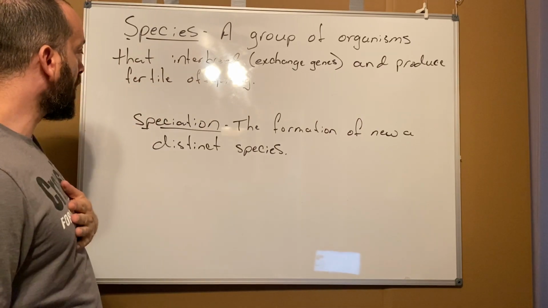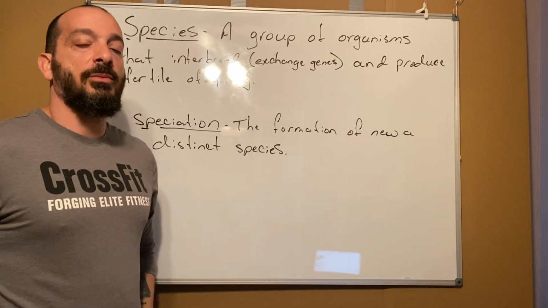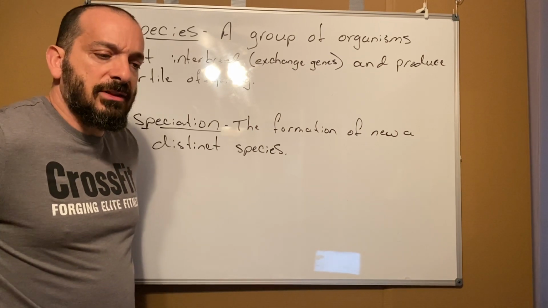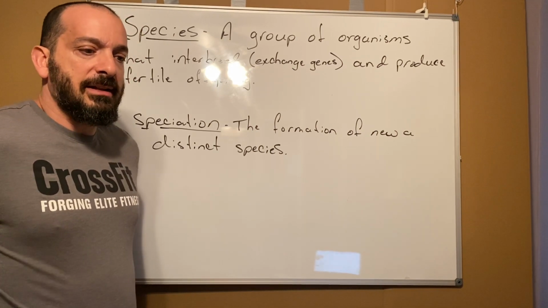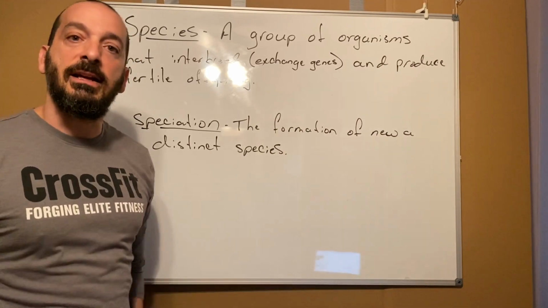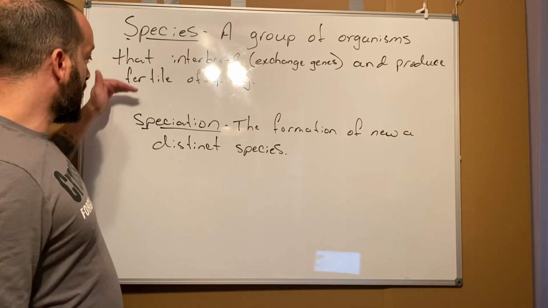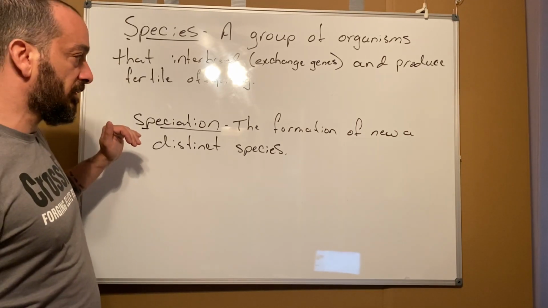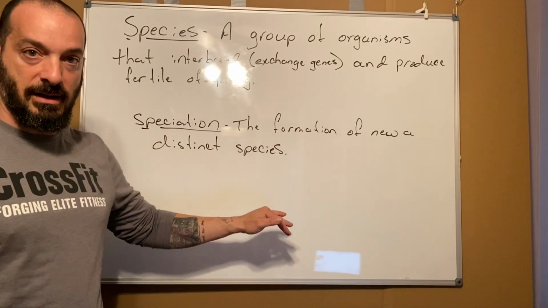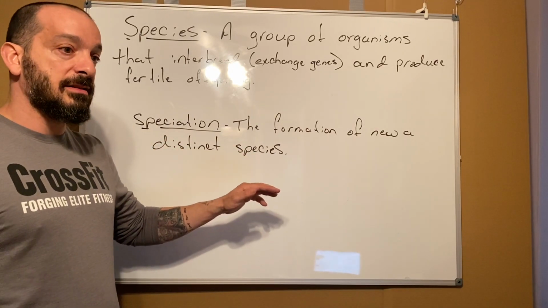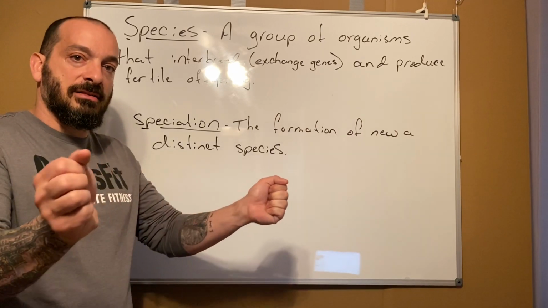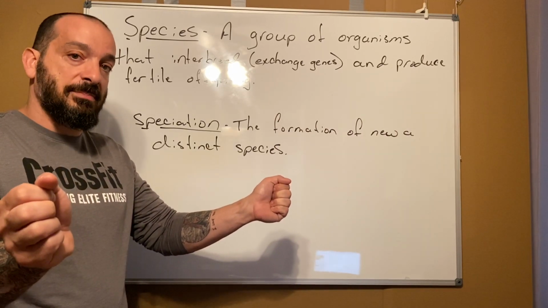Okay? All right. So when we talk about evolution, if we want to go way back in time, we think to ourselves, how did we wind up with all of these different species of organisms, plants and animals and everything else? Well, we have this process called speciation. That's the formation of a new distinct species. So something that was the same species somehow branches and becomes a different species.